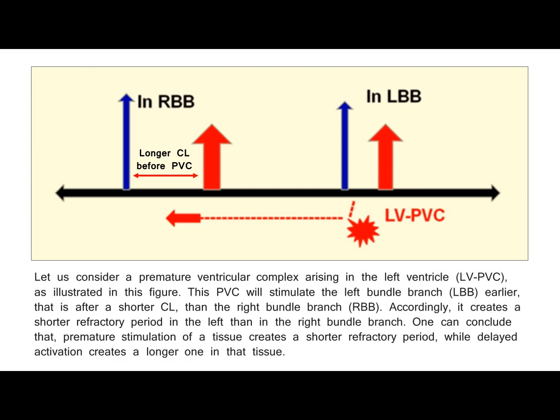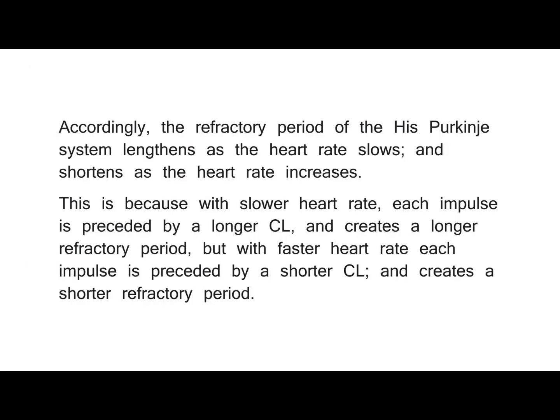Accordingly, the refractory period of the His-Purkinje system lengthens as the heart rate slows, and shortens as the heart rate increases. This is because with slower heart rate, each impulse is preceded by a longer CL, and creates a longer refractory period, but with faster heart rate each impulse is preceded by a shorter CL, and creates a shorter refractory period.